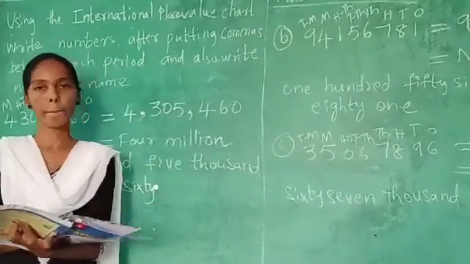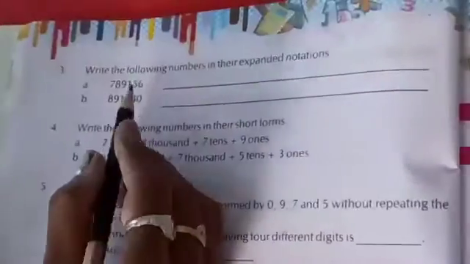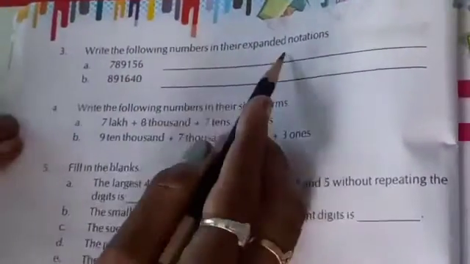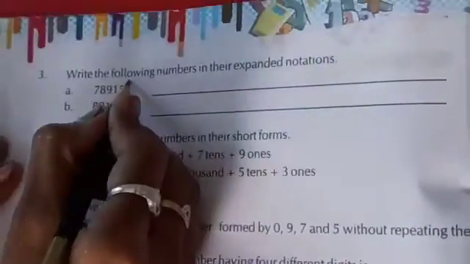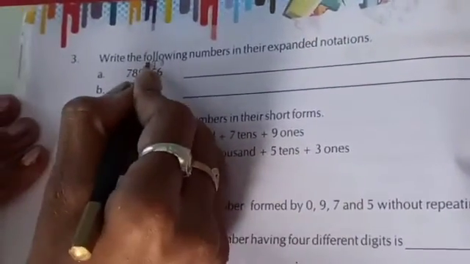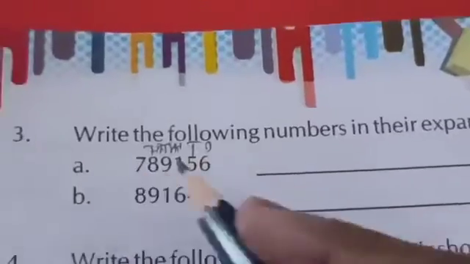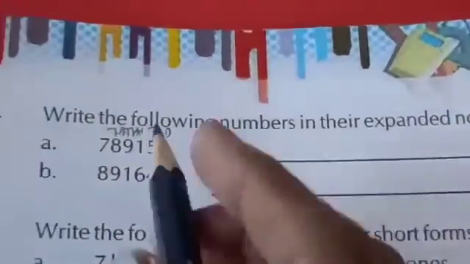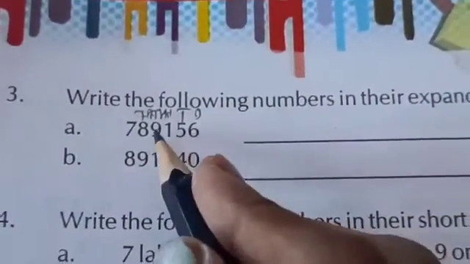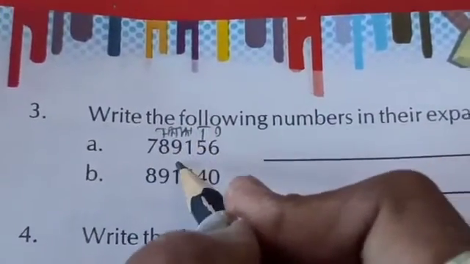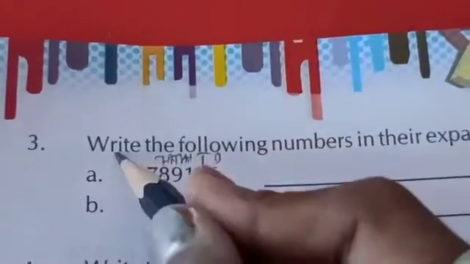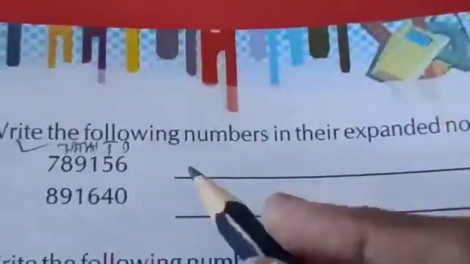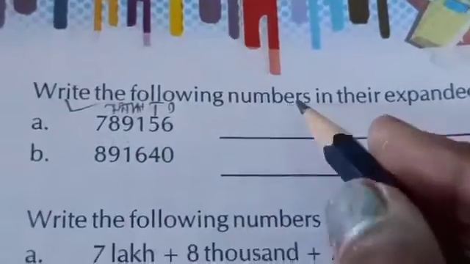Okay, now see, write the following numbers in their expanded notation. You know how to write the expanded forms. Okay, now ones, tens, hundreds, thousands, 10,000s. What is after 10,000s? What is the place value? In the Indian system, lakhs come after 10,000s. Okay, now we have to write the number in the expanded form.